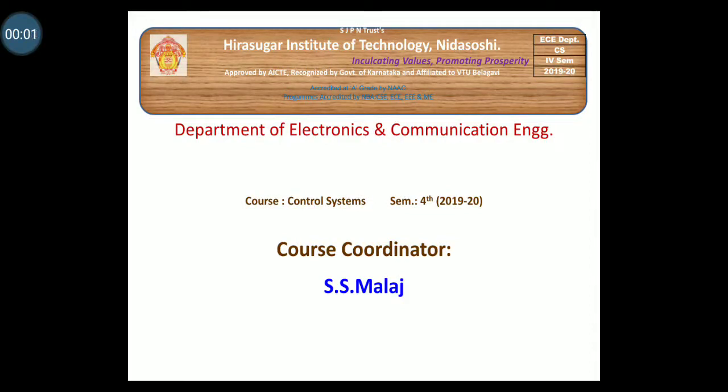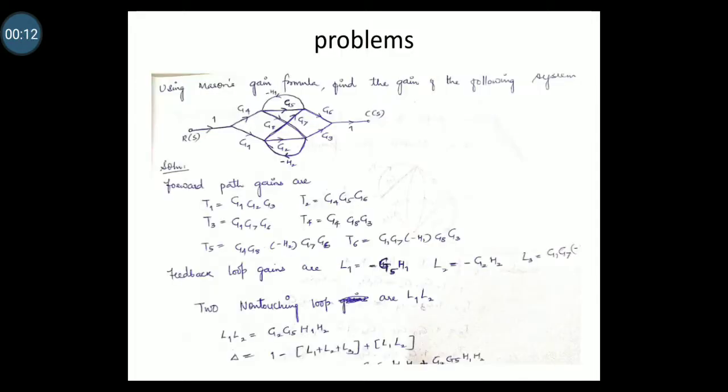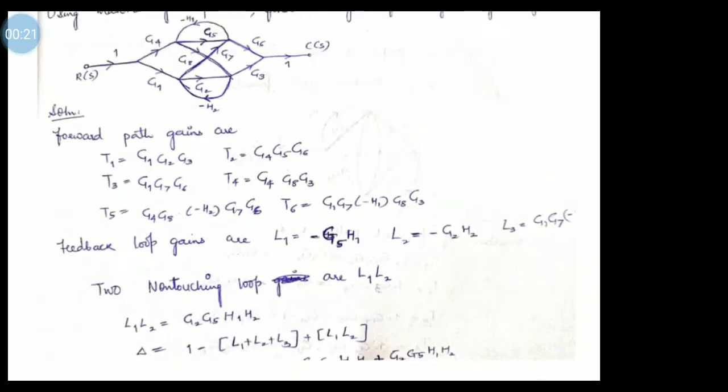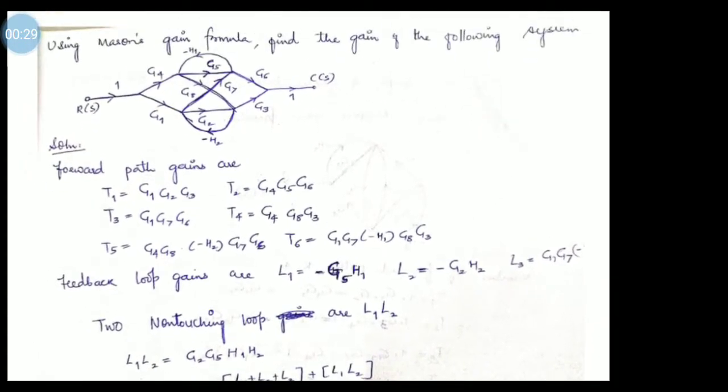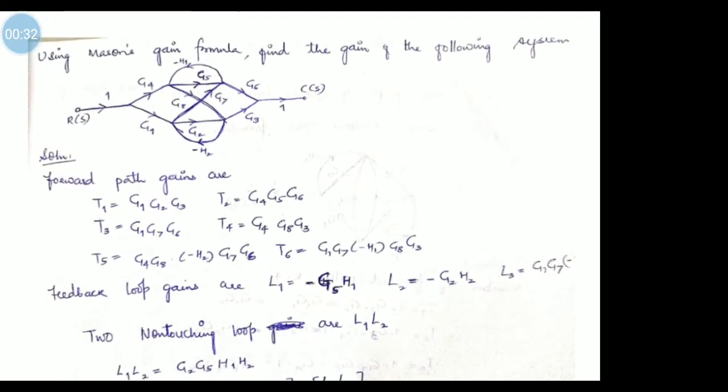So, students, in this lecture, we'll discuss the problems on signal flow graph. The statement of the problem is: using Mason's gain formula, find the gain of the following system.